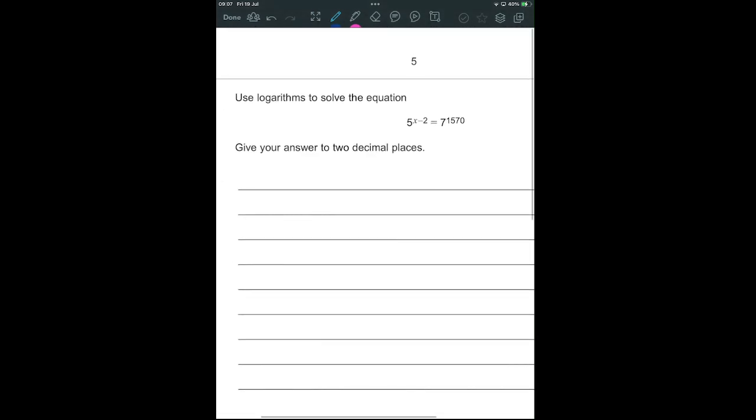Use logarithms to solve that equation. Okay, well, I'm going to take ln because ln's just my favourite. And using the fact that the power can be brought down. So I brought the x minus 2 down, and I brought the power of 1570 down. If you do try and type that number into your calculator, I think the calculator will give you an error. It's too large.